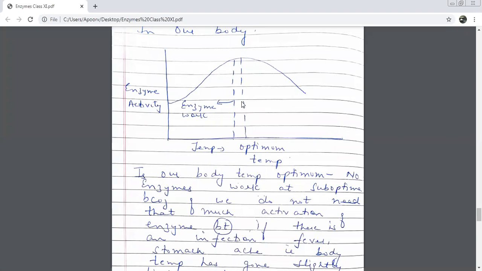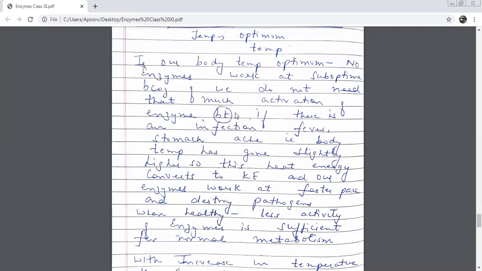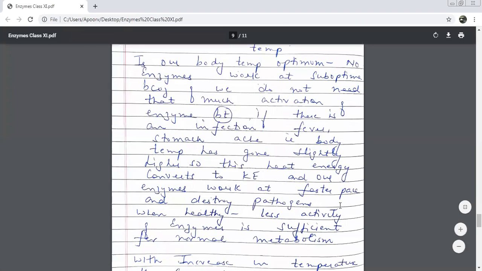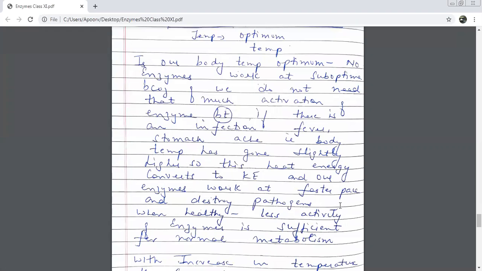Very good. They'll come to the optimum activity. So maximum high level of work will start now. The enzymes will start working at a faster pace, and they will destroy the pathogens which have entered your body. They'll become very active now. As soon as they come to optimum, they will destroy the pathogen which has entered your body.